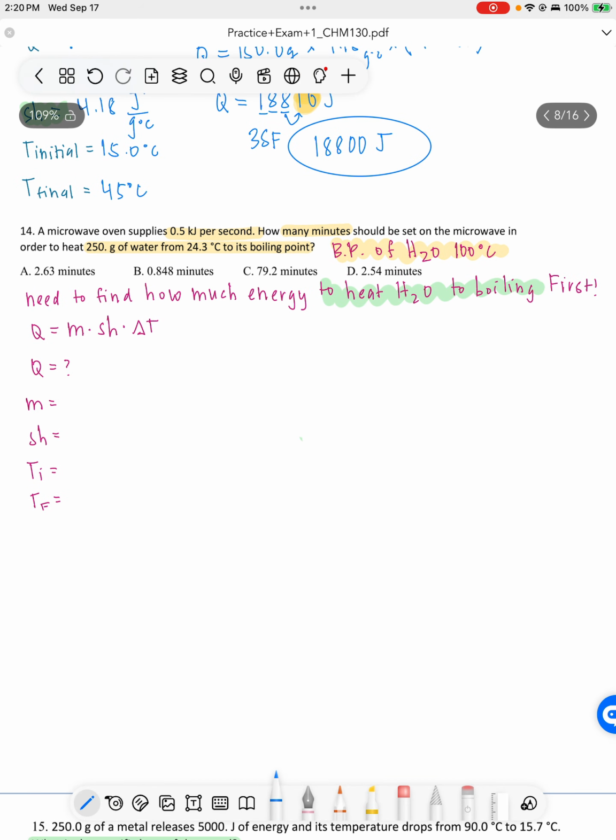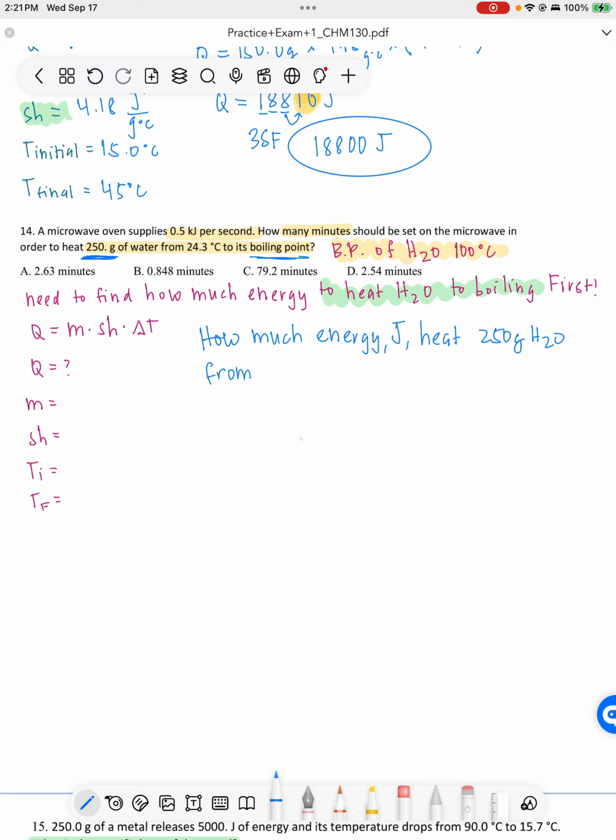Well, the first thing we have to do is figure out how much energy it takes to heat that much water to boiling. So we need to know how much energy in joules it takes to heat 250 grams of water from 24.3 degrees Celsius to 100 degrees Celsius.